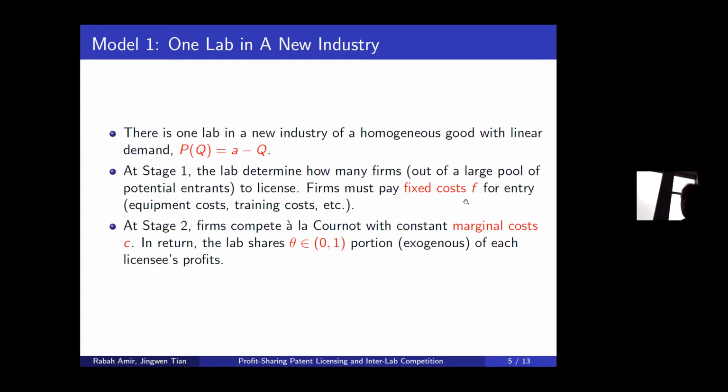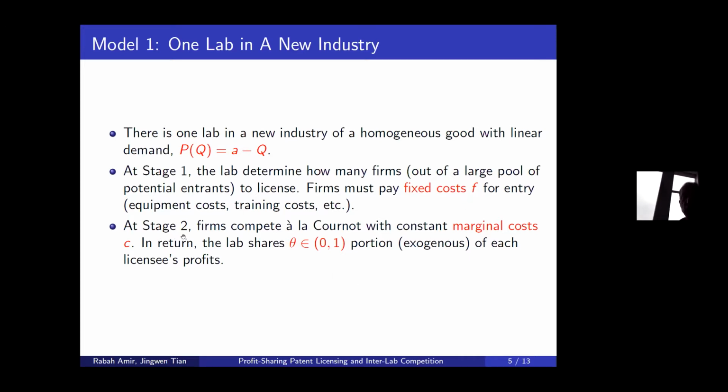This F could be zero. In some of the remarks I'll make, this F would be zero, but generally it's a positive fixed cost. It's per firm, so each firm would have to pay this cost. If it decides to buy a license, it has to pay for the license as a percentage of its anticipated profit, and it will pay a fixed cost to operate in the industry.